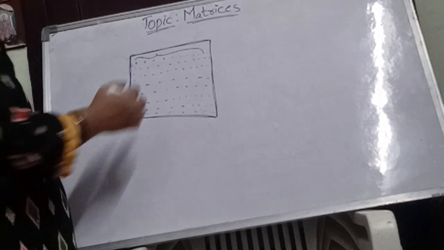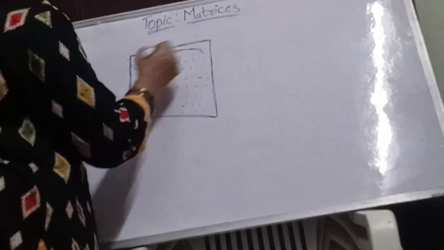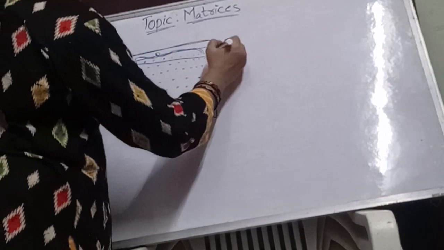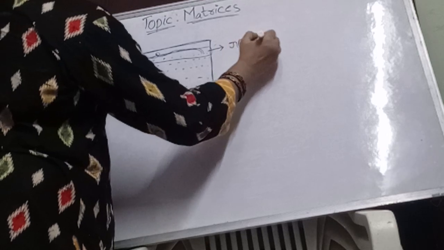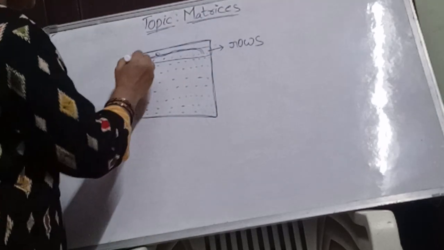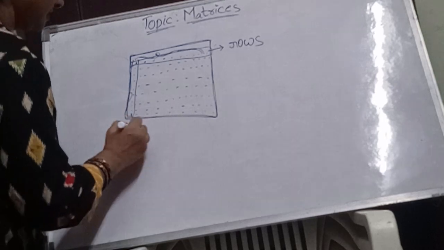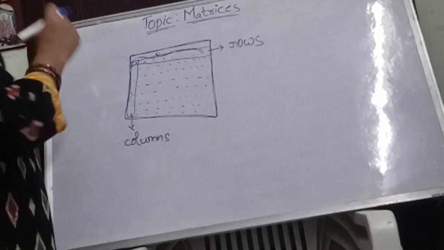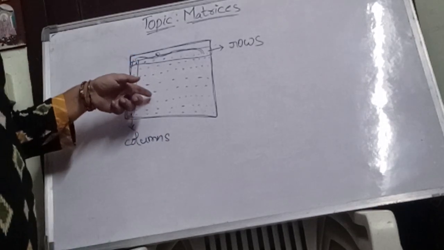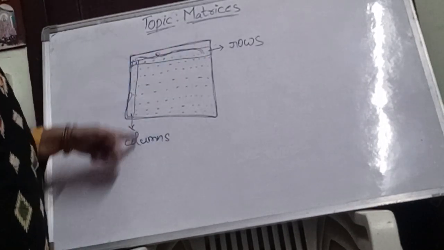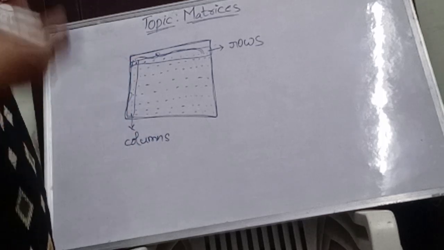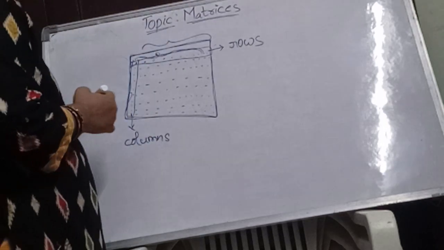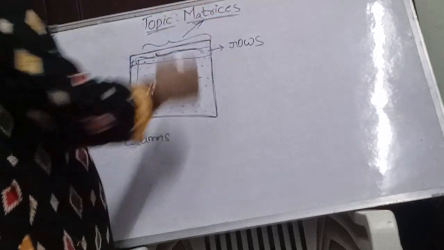It's an order, right? So this line will be called rows, and this side we call columns. So by this what you can say, this is an arrangement of plants in rows and columns. That is nothing but matrices. This type of arranging the data is nothing but matrices.